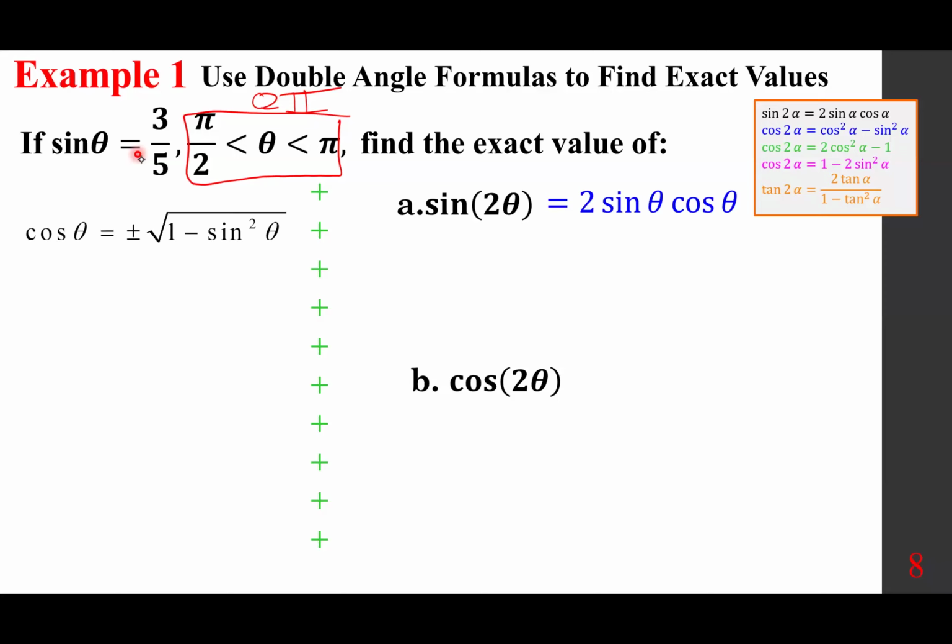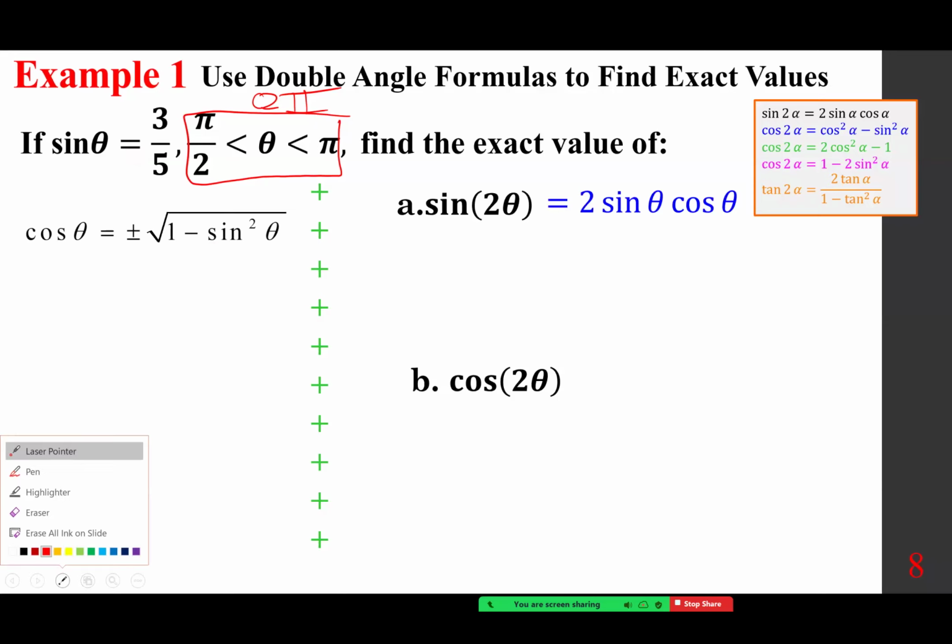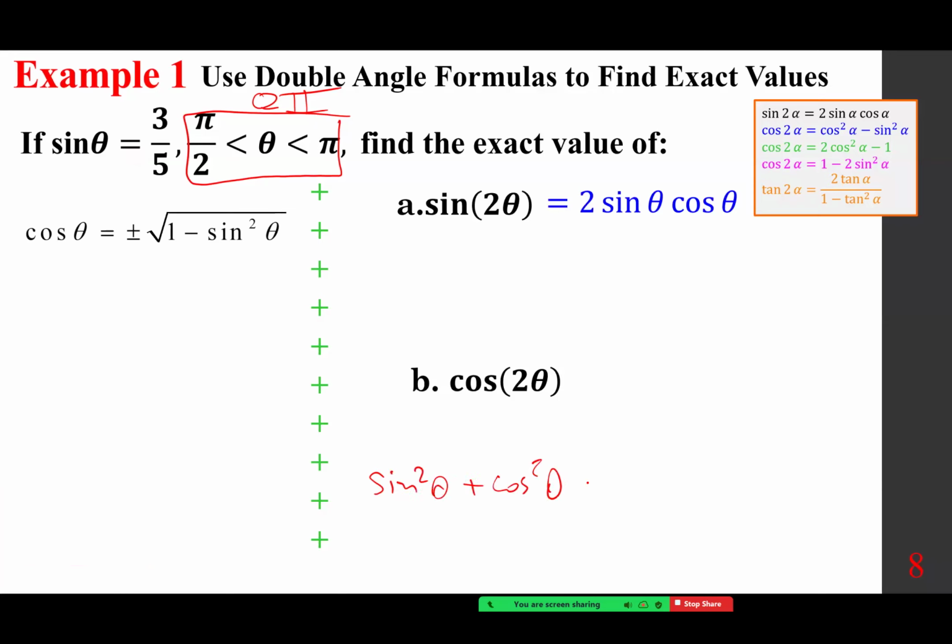I'm assuming we remember fundamental identities, and therefore, if sine squared plus cosine squared is 1, cosine is plus minus square root of 1 minus sine squared theta. I'm going to write that because you really should know that from sine squared plus cosine squared equals 1, a lot of formulas come out, okay? One of them would be this, because cosine squared is 1 minus sine squared, so this is plus minus.